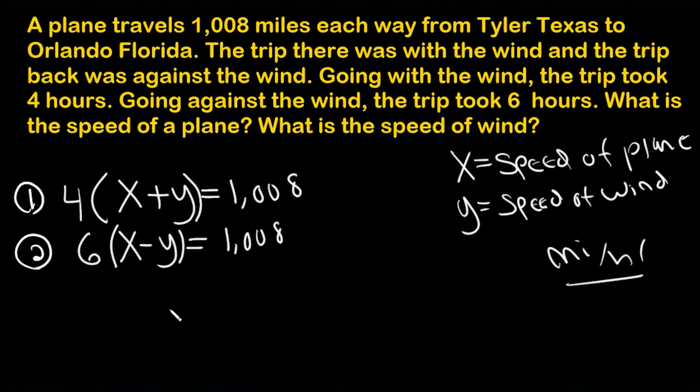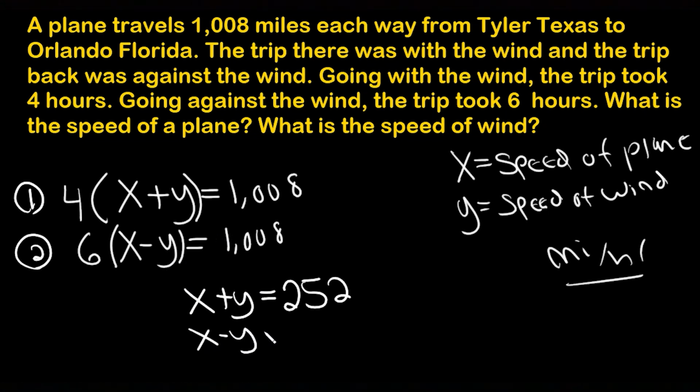So my new set of equations are going to be x plus y, and now you just have to do 1008 divided by 4. When you do that, you get 252. Okay? We're going to do the same thing on equation 2. We're going to divide everything by 6. I'm left with x minus y here, equal to, again, 1008 divided by 6. I get 168. Okay? So look, you're all set up for elimination here.